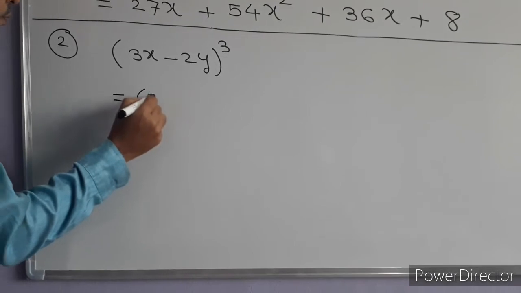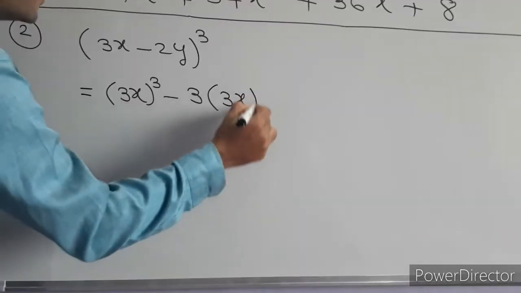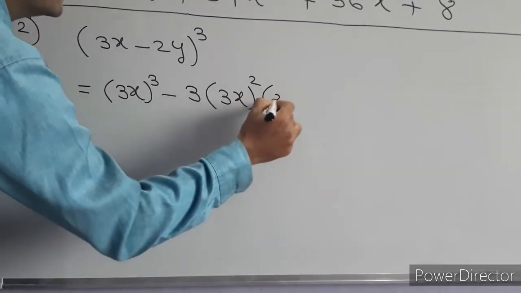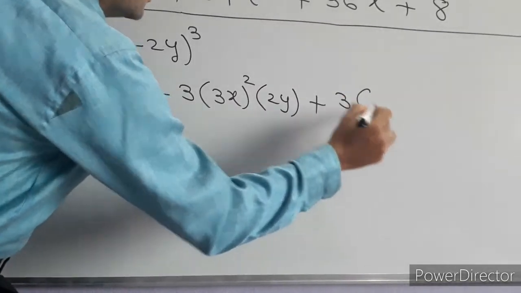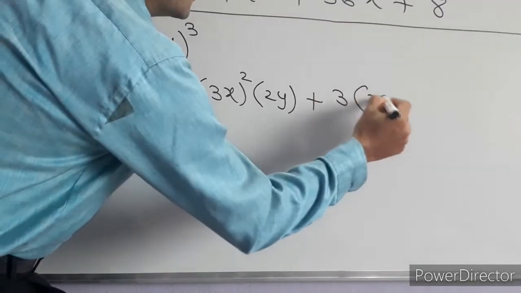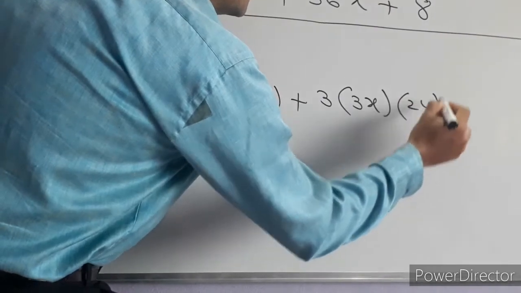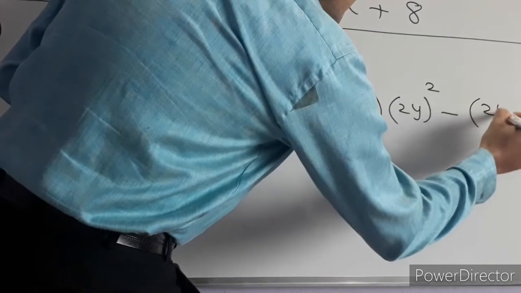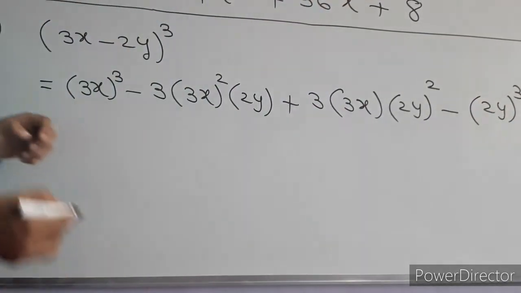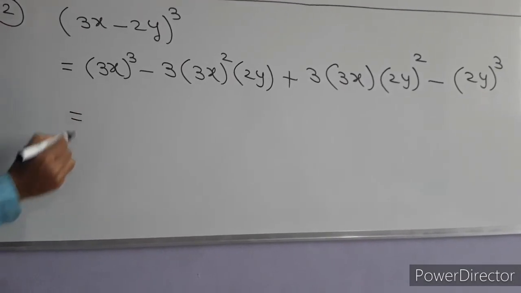First term cube, minus 3 from formula, then first term square into second term, plus 3 from formula, first term as it is into second term square, minus second term cube. So this is use of identity. Then further part is calculation, and that is the answer.